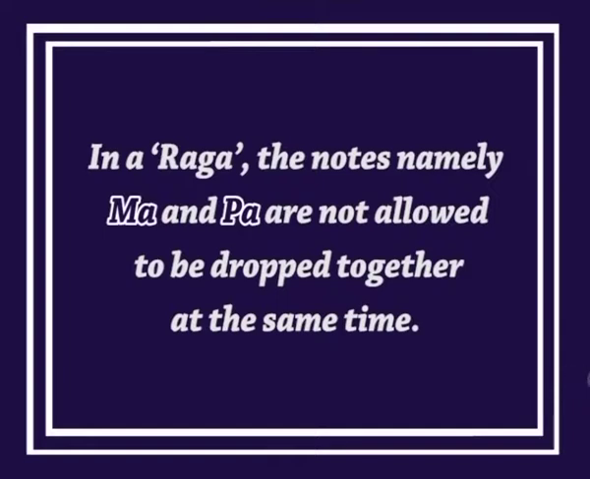Another rule is also related to this rule, that in a rag, the notes namely ma and pa are not allowed to be dropped together at the same time. The reason being that the complete scale or octave is divided into two tetrachords, Purvang and Uttrang. Ma and Pa, these two notes come in both the parts, Purvang as well as Uttrang. Thus, these two common notes in both the tetrachords are not allowed to be omitted at the same time, even if the rag is of 5 notes.